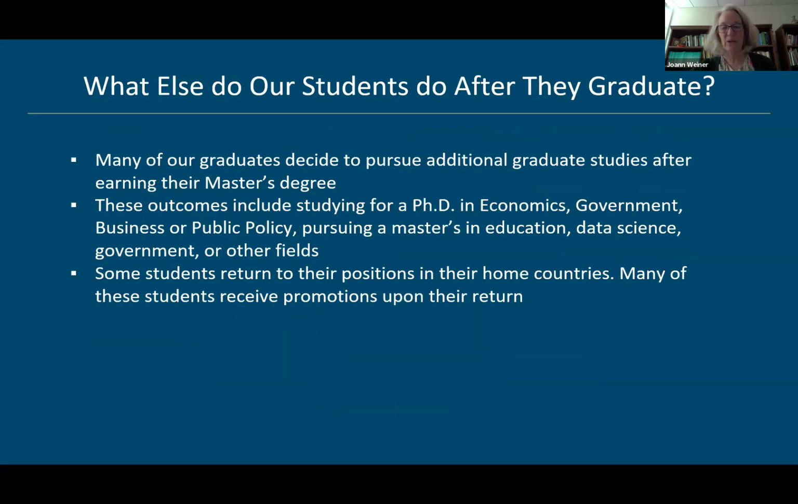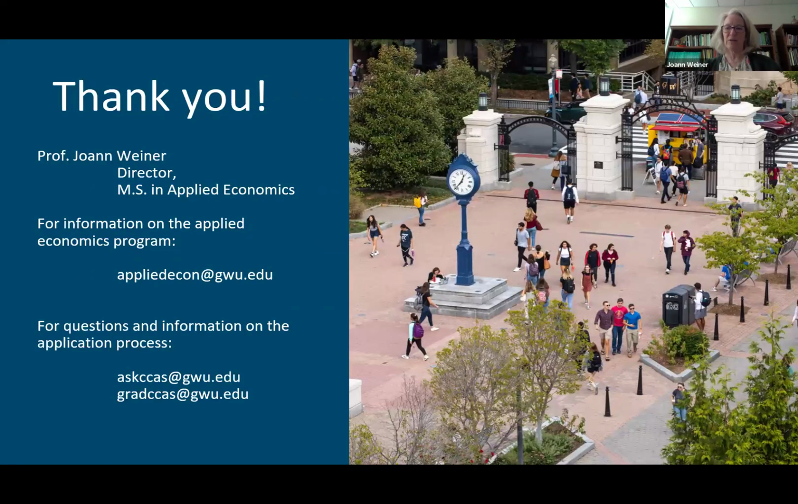What else do they do after they graduate? Some decide to pursue additional graduate studies. We do not have a PhD in applied econ here at GW, but some people, after getting their master's, want additional education, and so they may go for a PhD in various fields, or they may decide to return to a position in their home country. Many of these students receive promotions upon their return. So not everyone goes to work. Some go back to academics or return to a job, but many of our students come here because they're interested in advancing their career.